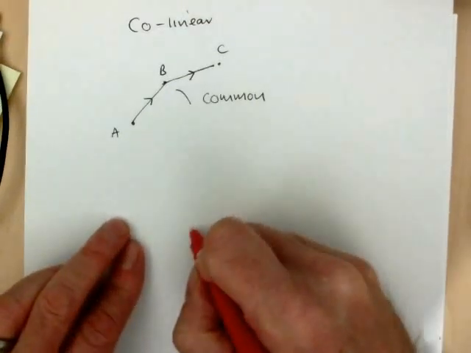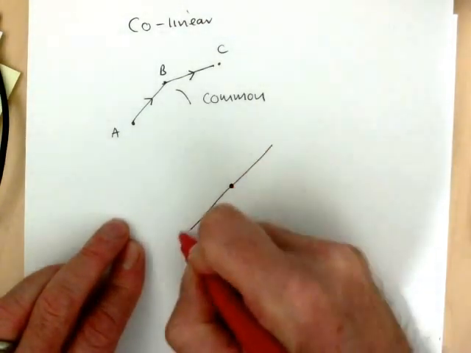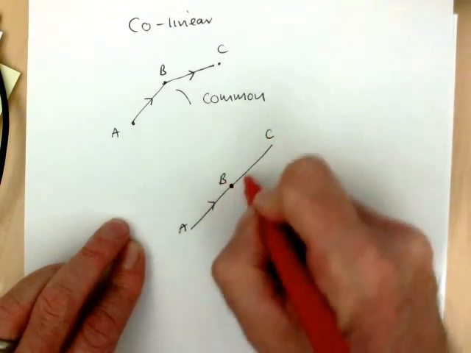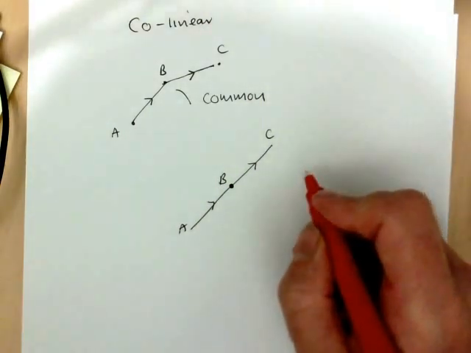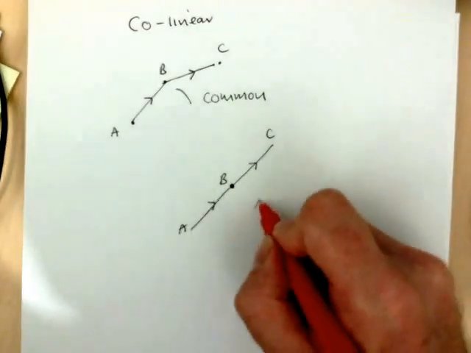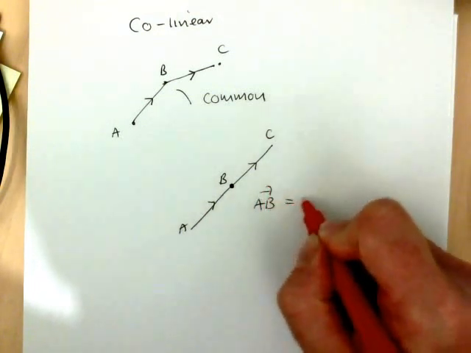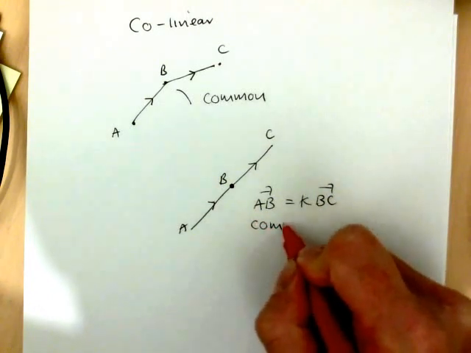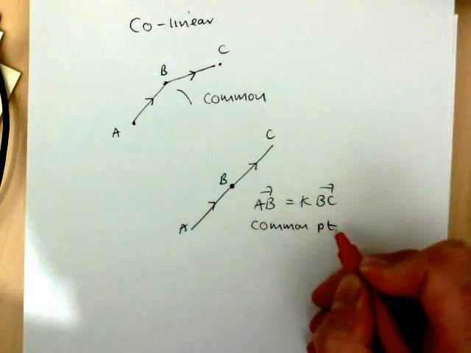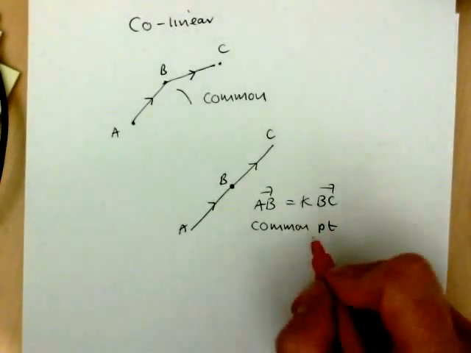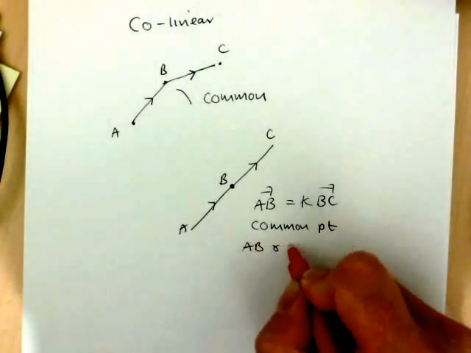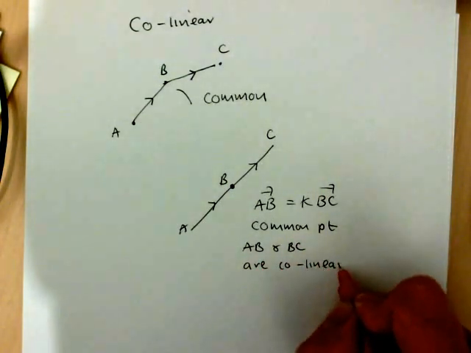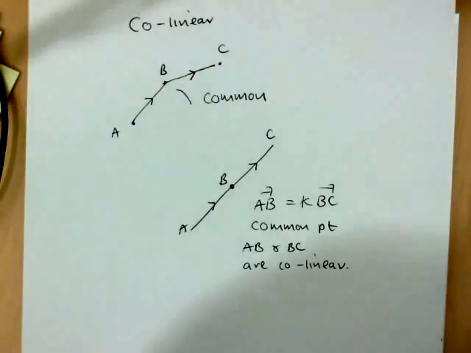And here's a diagram of two vectors that are collinear. So AB and BC in this diagram are on the same straight line. It's like the parallel lines. You'll find that AB is some multiple of BC, but because you have the common point, that additional piece of information tells you that AB and BC are collinear. So that will help you in proving results.